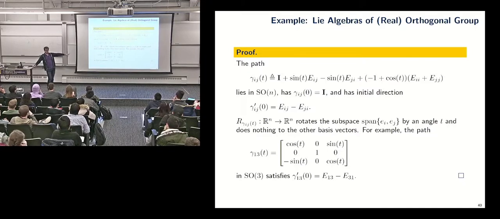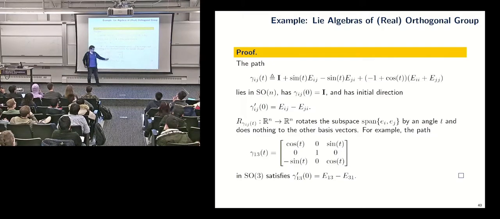If you take the derivative of this, what does cosine of t become? Minus sine. If we plug in 0, what do we get? What does the derivative of this at 0 become?